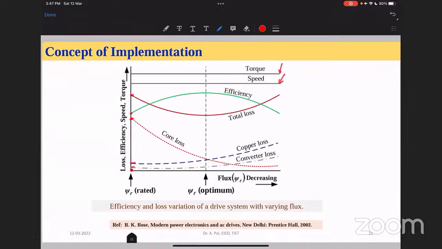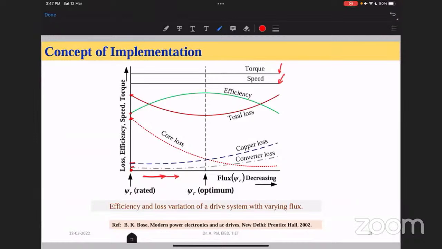Now if I try to minimize the flux, I reduce the flux in this direction. Here the flux is the machine flux at rated condition. Now from the rated, I try to minimize the flux value, from rated to derated cases. So flux is minimized in this direction. If we minimize the flux, then the core loss is reduced drastically, and we can observe the overall losses of the system are also reduced. However, the converter losses and copper losses are increased, but that is not a significant amount, while core loss is significantly reduced.